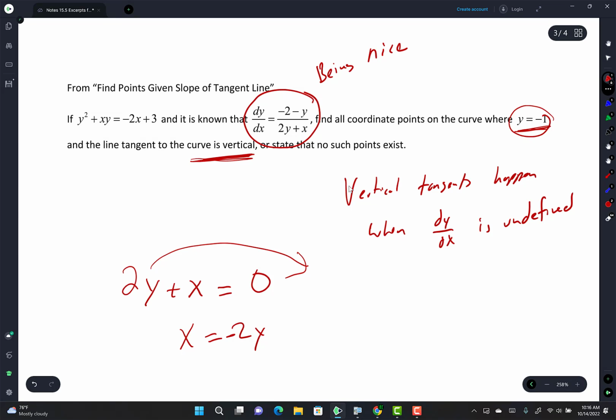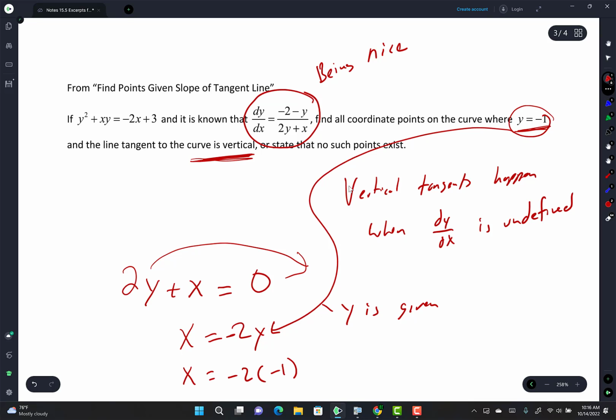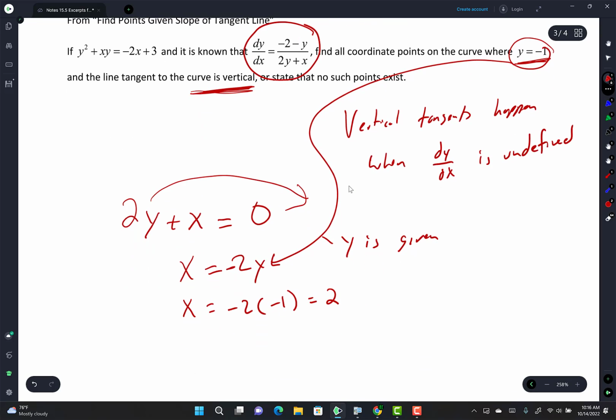Negative 2y, yeah. And then I need to make sure that this point is on the curve. They give me -1, right? So look, y is given. So x equals negative 2 times negative 1. So I get 2. Now hold on. Before you guys all go to negative 1, I need to make sure that this 2 is on the curve.